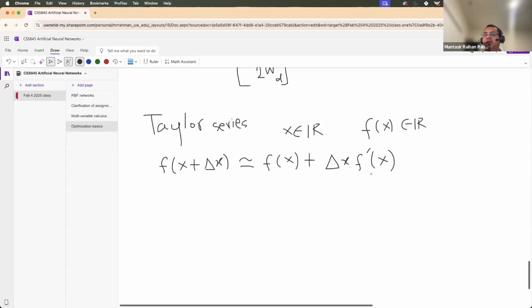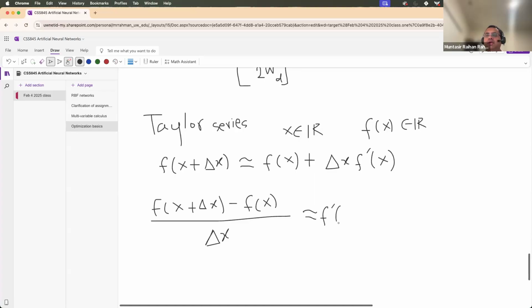Now, even if you don't add any terms, look at what happens here. If I take f of x plus delta x, and then I take f of x on this side, and then divide by delta x, and we know that delta x is a small number, this is basically f dash of x, which is the derivative, and that's the formula for the derivative that we usually know. But it comes from the Taylor series.